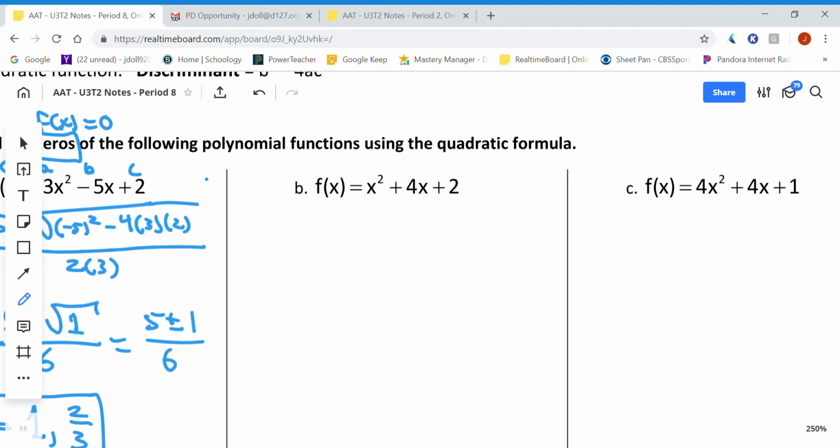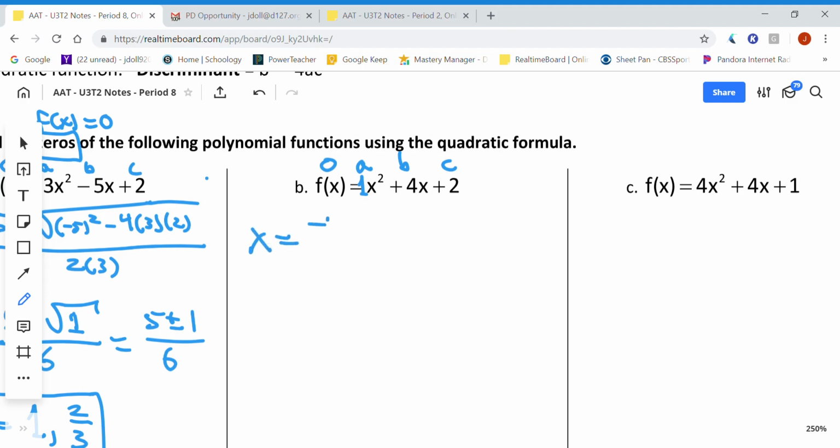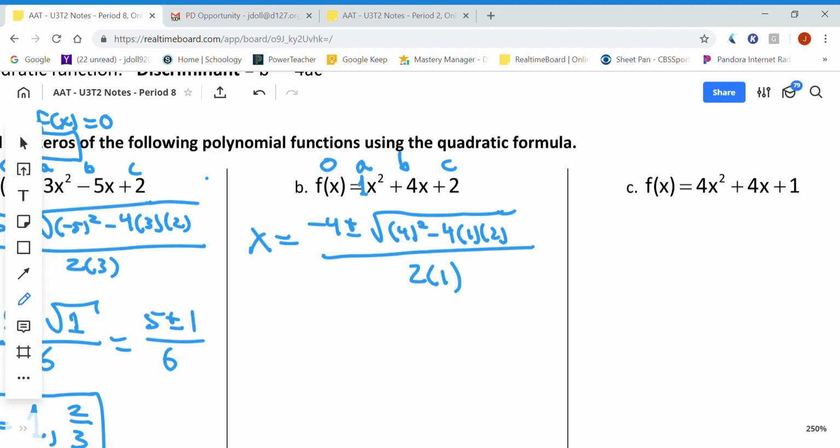Let's take a look at b. So again, in b, I'm putting 0 in for f of x. Now, my a value here is hiding. It's a ninja. Don't forget that if you have no visible leading coefficient, or any coefficient, that it is 1. So we're going to go again. So x is going to be equal to -4 plus or minus the square root of 4 squared minus 4 times 1 times 2, and we are going to then have all over 2 times 1 here.